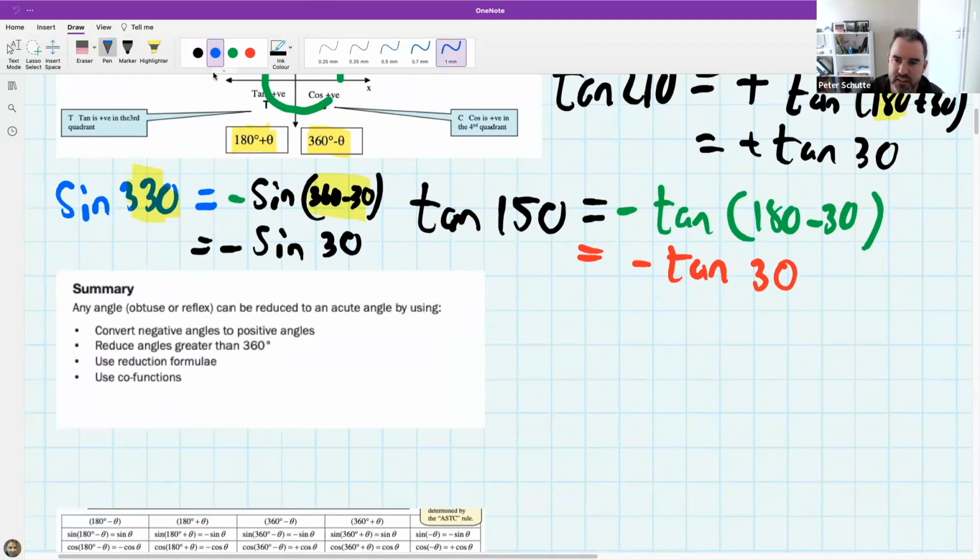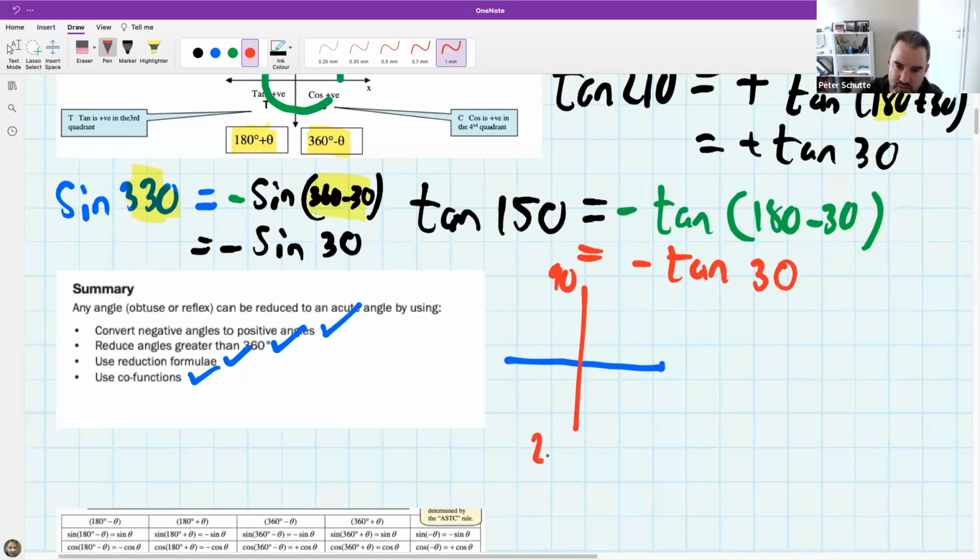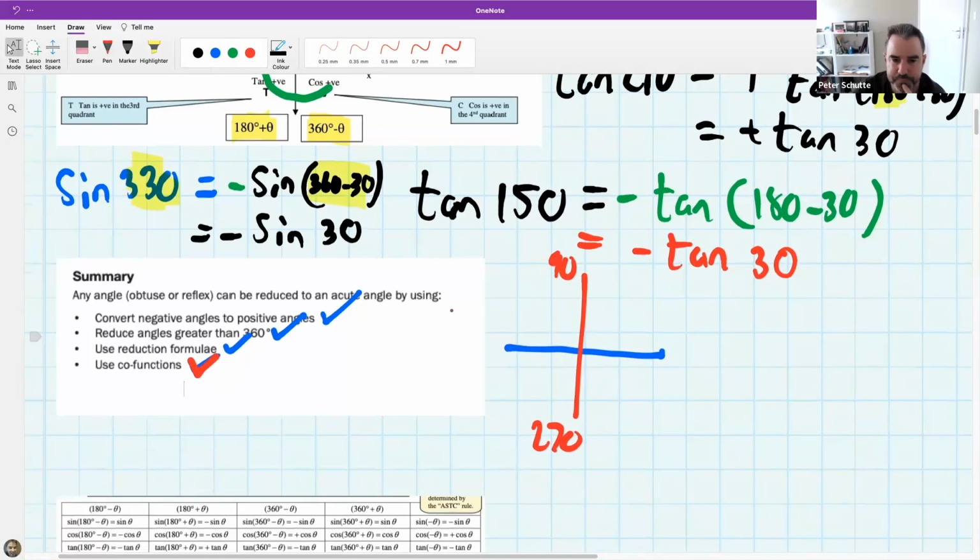So some of the things that you need to think about are converting negative angles to positive angles, which is actually not that hard. I'll show you in a moment why. Reduce angles greater than 360, use the reduction formula, and use co-functions. Now, for co-functions, instead of using the horizontal lines, we just use the vertical lines, which will be 90 and 270. And we have to do it slightly differently, but I'll get into that during the lesson.